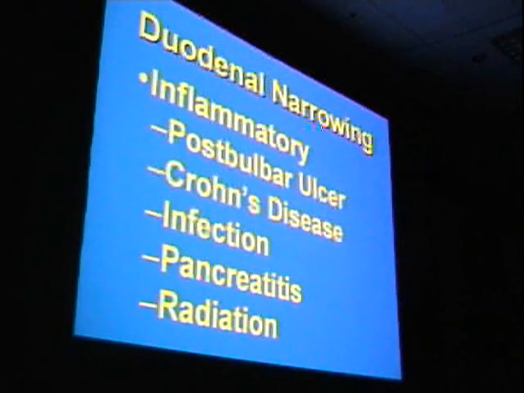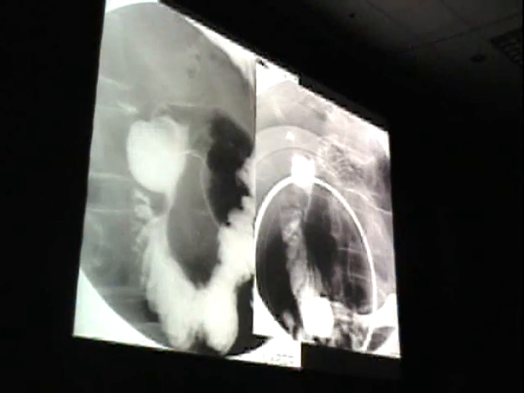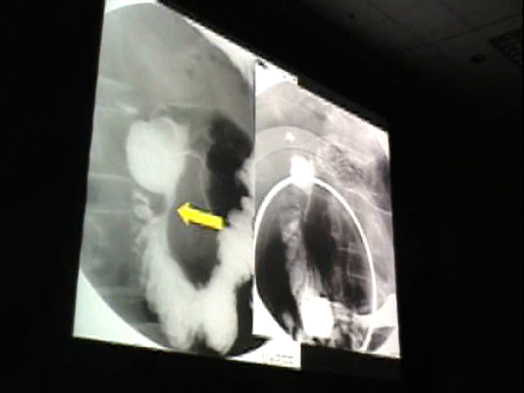And then, obviously, there are inflammatory causes, including pancreatitis, Crohn's disease, as well as post-bulbar ulcers. The post-bulbar ulcers, as you see here, tend to be asymmetric in terms of their stricture formation. And notice that there's a lateral incisura. These are very characteristic of post-bulbar ulcer. And in many cases, we won't even know historically that the patient actually had an ulcer in the second portion of the duodenum.